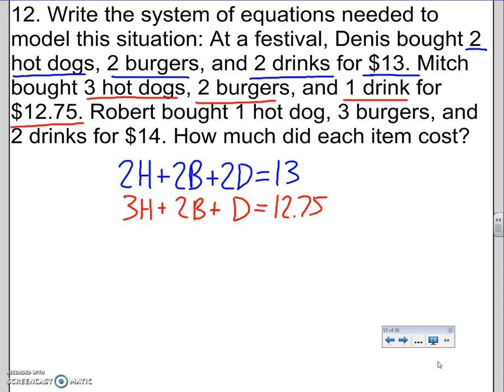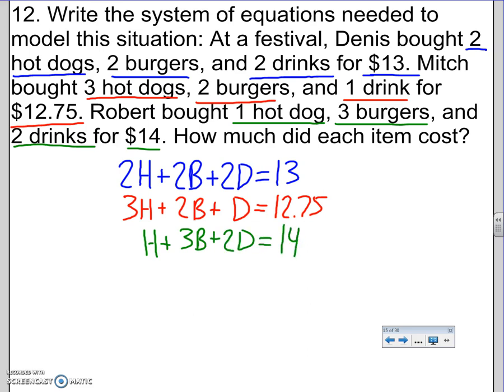And the last guy, Robert, 1 hot dog, 3 burgers, 2 drinks for $14. So 1 hot dog is just H, or 1H, your choice, plus 3B plus 2 drinks equals 14. Again, we're not solving, just writing the 3 equations. You could, again, put that in matrix form, do a 3x4 augmented matrix, REF that to find out the individual prices, but we don't have to here.